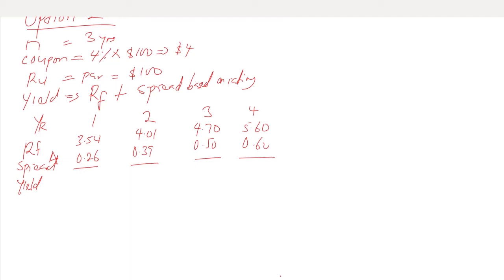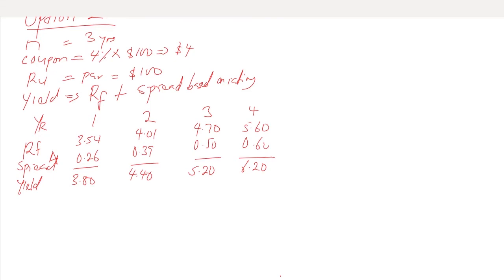That's 3.8. Year 2, we add up 4.01 plus 0.39. That gives us 4.4. Year 3, 5.2. And year 4 is 6.2. Okay, so this is your yield.